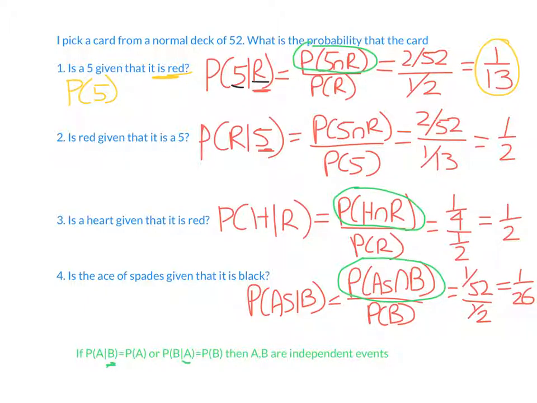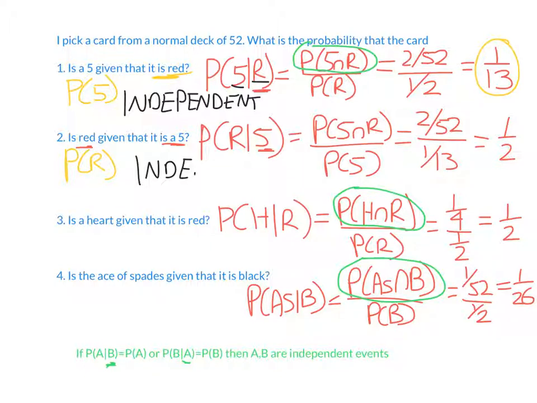Picking a 5 and picking a red card are independent. And that's further proved in part 2. The probability of red given 5 is a half. That is the same as the probability of red. The fact that I was told that it is a 5 didn't change the probability that it was red. So these are the same events as in question 1. They are independent events.